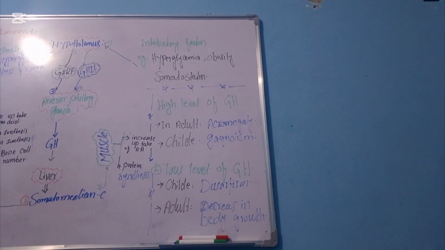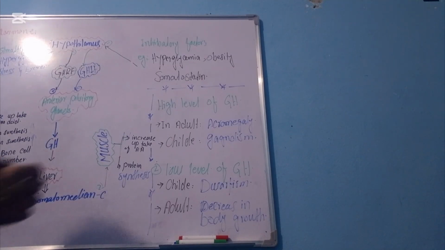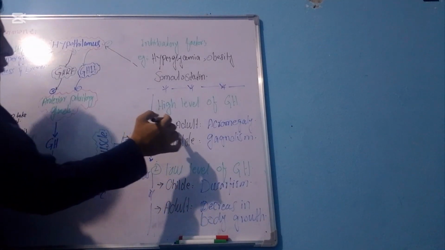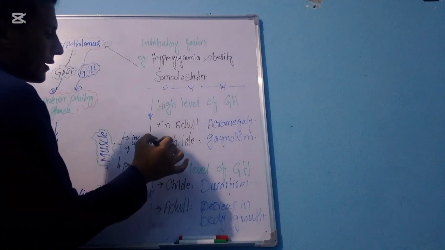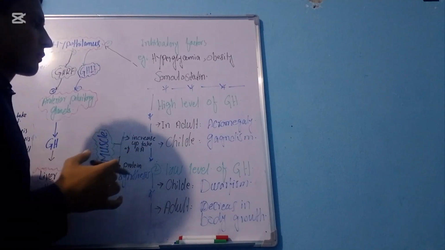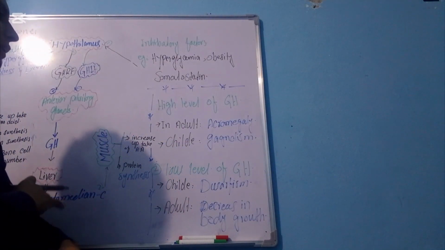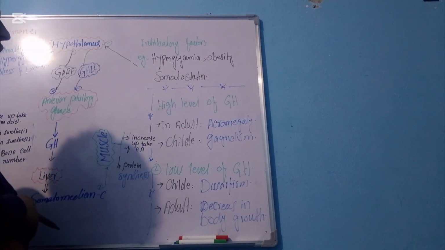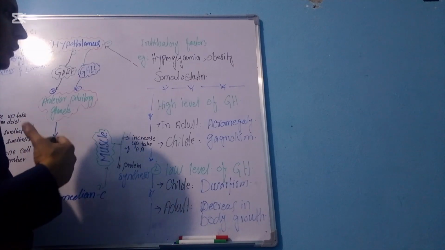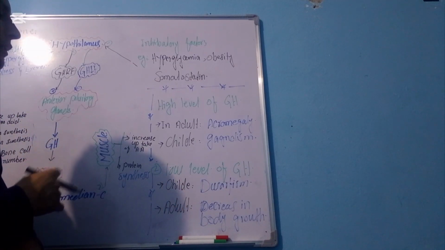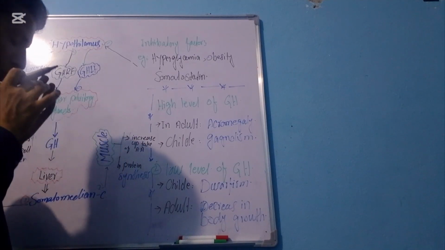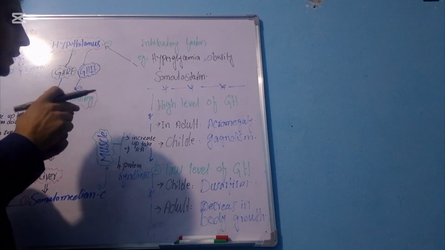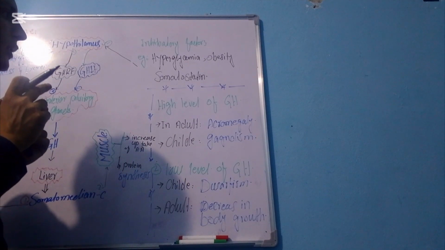Now we come to the high level of growth hormone. In adults, a high level of growth hormone causes acromegaly. In acromegaly, abnormal growth will occur. The bones will increase in length beyond the normal level, the nose will grow forward, and the face structure will be large.